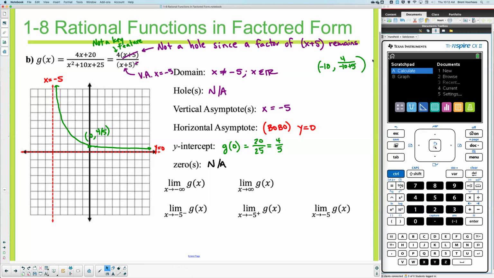It's -5. So is 4 divided by -5 a positive or negative number? Negative number. So at -10, we're at -5. That means this piece comes from over here. Make sense how I just figured that out? How did I just figure that out? Plug in a number to find out if it's positive or negative. Since it was negative, it has to be down there.